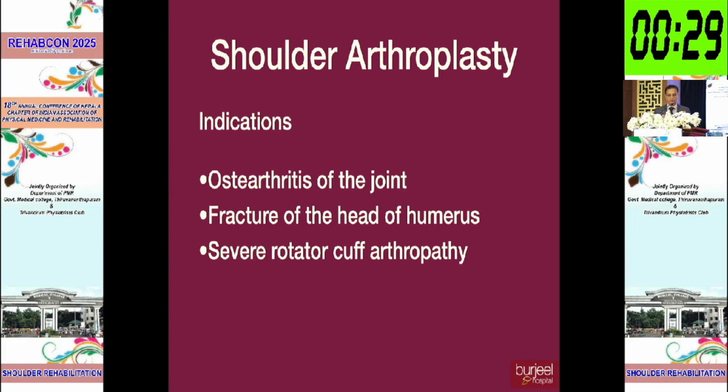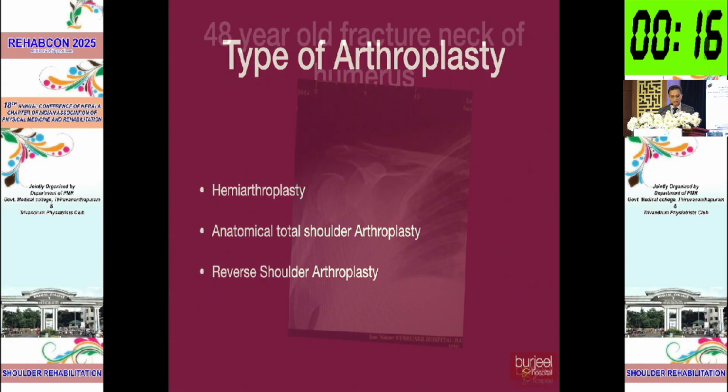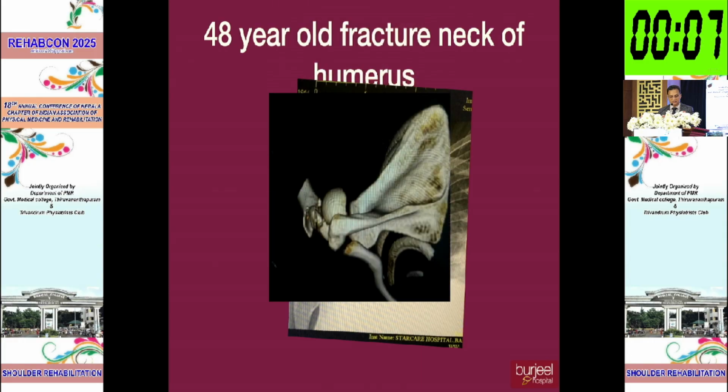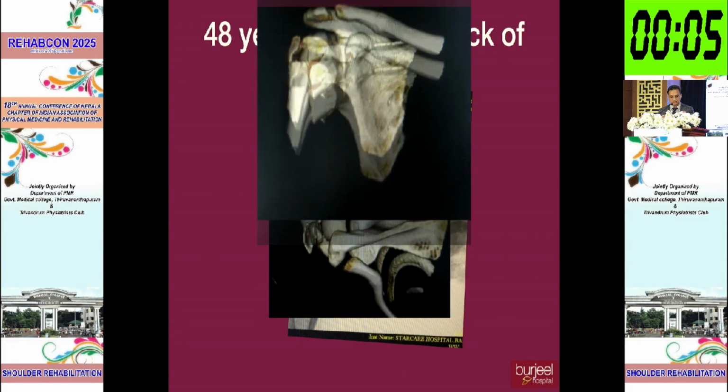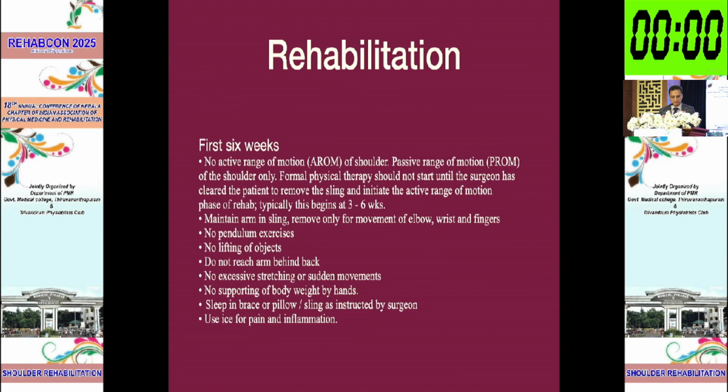So now coming to shoulder arthroplasty: osteoarthritis of the joint, fracture of the head of the humerus, severe rotator cuff tendon arthropathy. Types of arthroplasty: hemi, anatomical, reverse shoulder arthroplasty. From your X-ray itself we can show this is a fracture of the surgical neck and anatomical neck of the humerus. You see the CT images of one case done by me, a 34-year-old female. We did a hemiarthroplasty, and she is doing well.